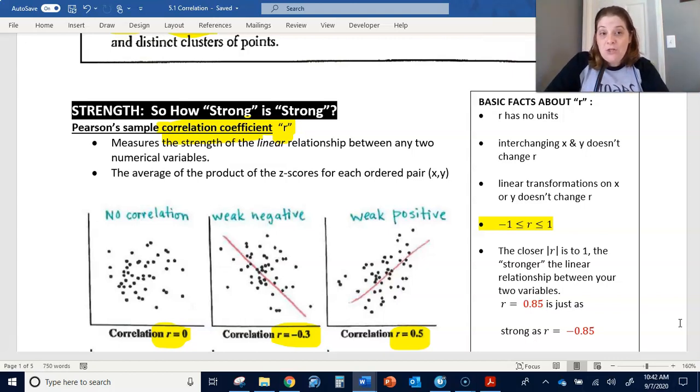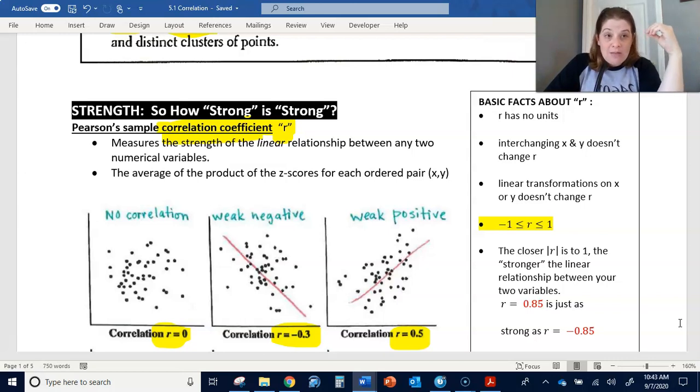Linear transformations on X and Y don't change R. So all those things we talked about in the last chapter about means and standard deviations and how they change, like if you double all your data points, or if you subtract 5 from all your data points, that's a linear transformation. Multiplying by constants, adding or subtracting constants does not change the R value. So if you convert all your data points measured in Fahrenheit into Celsius by multiplying and adding, it's not going to change the R value. That R value will stay the same.